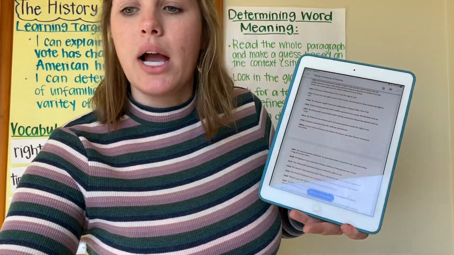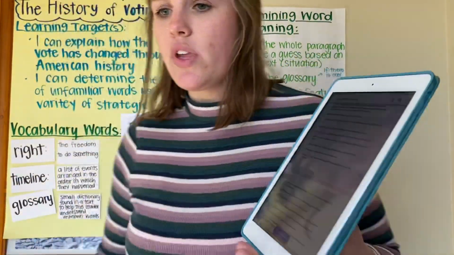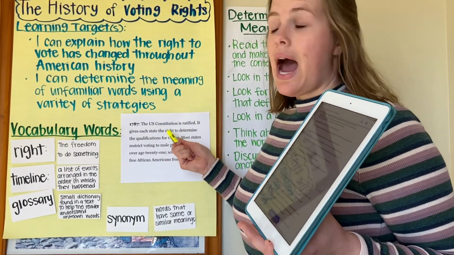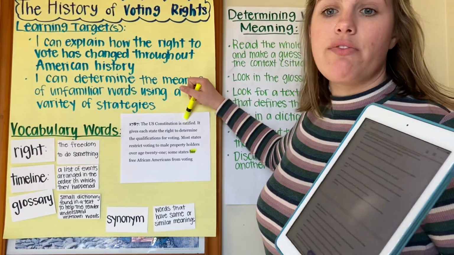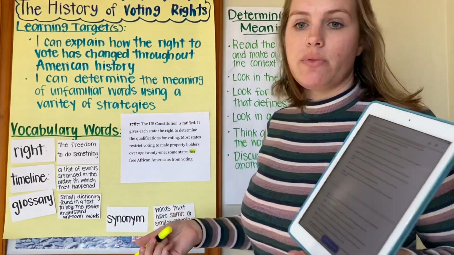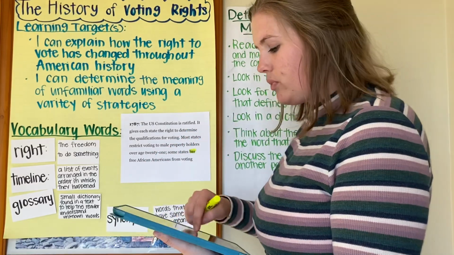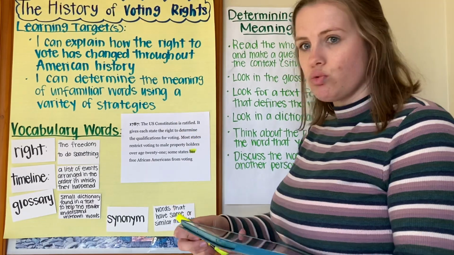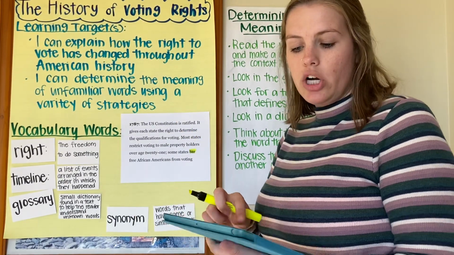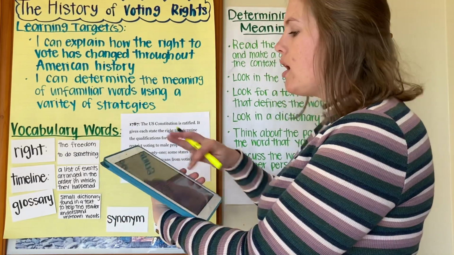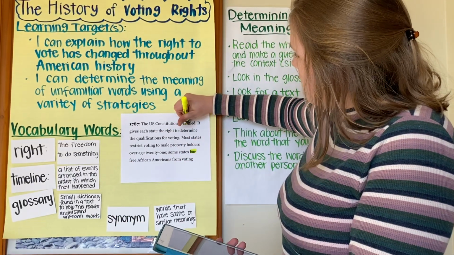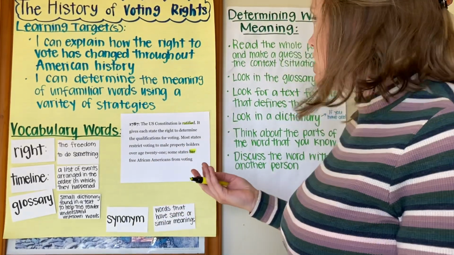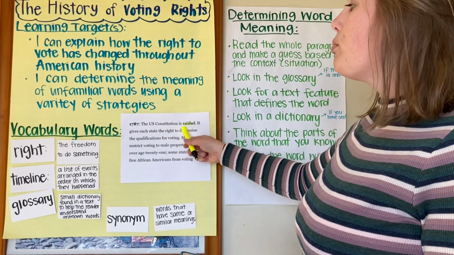Okay, let's look back at our entry for 1787 and read it again. You should follow along as I read this out loud. And as I'm reading, I'm going to replace some of the unfamiliar words with words from the glossary. Let's get started. 1787, the US Constitution is ratified. That's an unfamiliar word, and I see the definition or synonym in the glossary. Ratified means approved. So let's reread with our new definition. The US Constitution is approved.